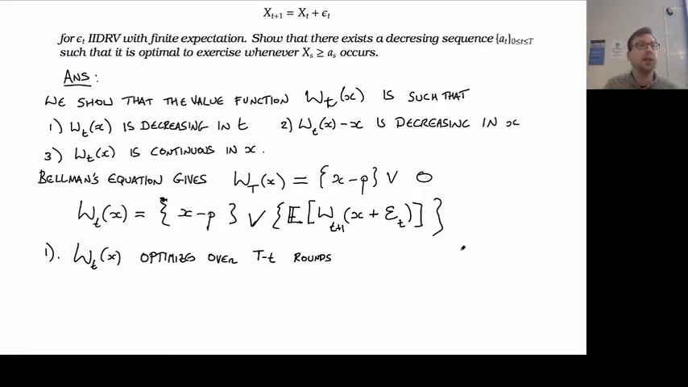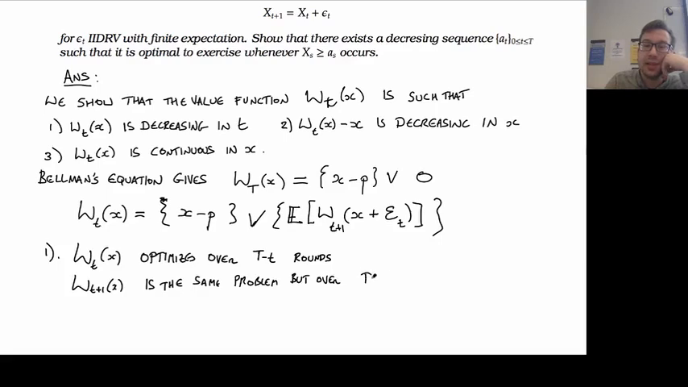And think of this. What are the actions that I can choose from here? If I start at x and I'm at time t, then I've got this many rounds to make a decision as to when to stop. Whereas if I look at this one, it's the same problem, but over one less round.